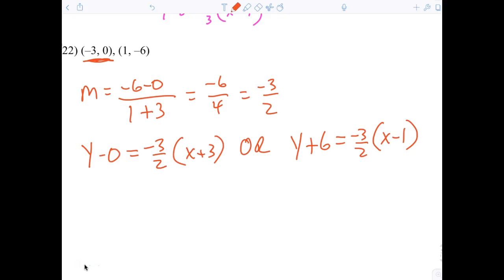Do you have to write both of them? No. I'm good enough to figure out which one you're using. On your test, you just have to pick one of them. You don't write them both. Anybody have any questions? We're doing good. Let's continue on.